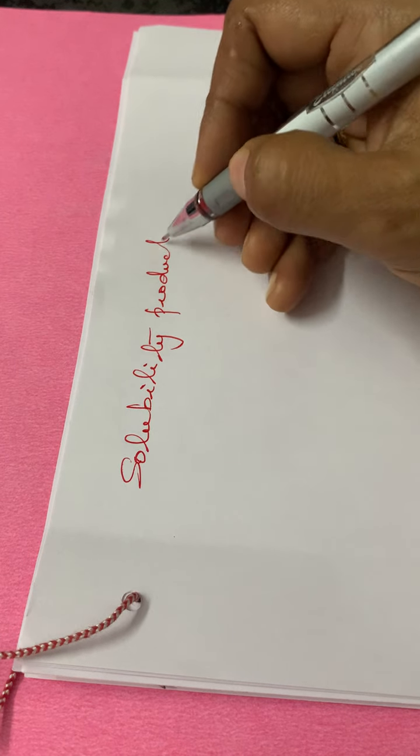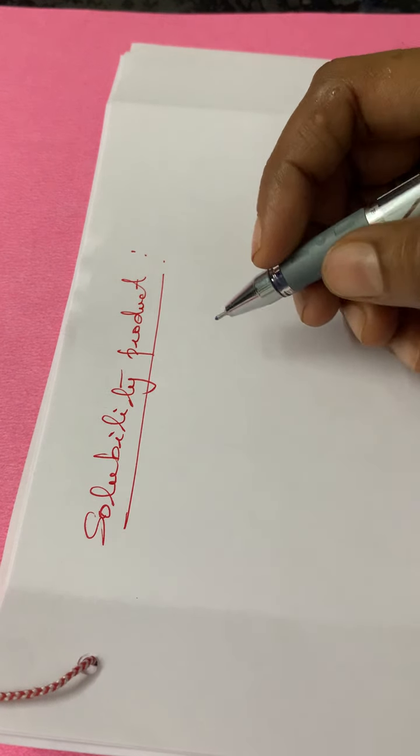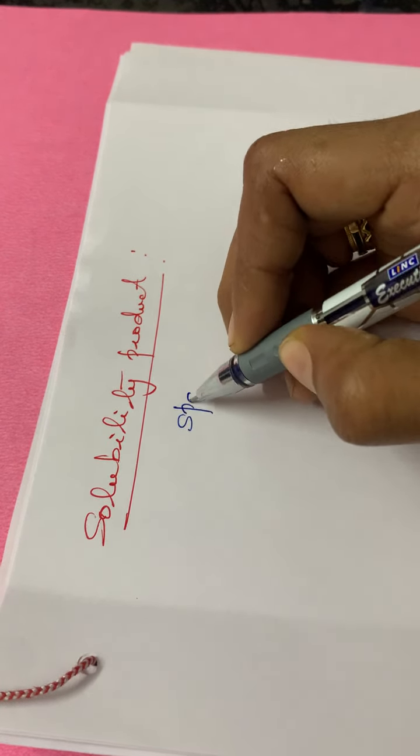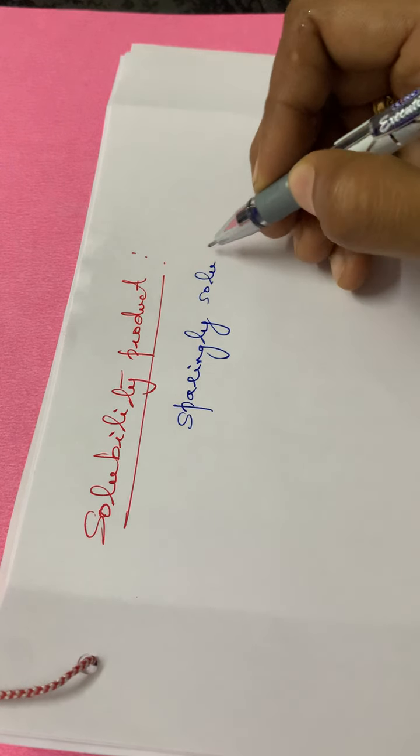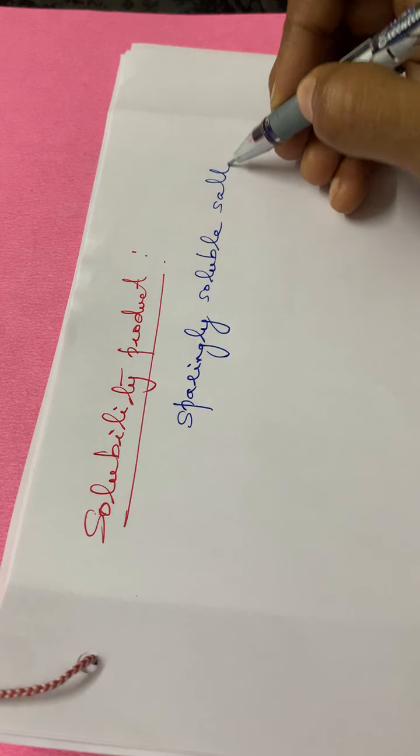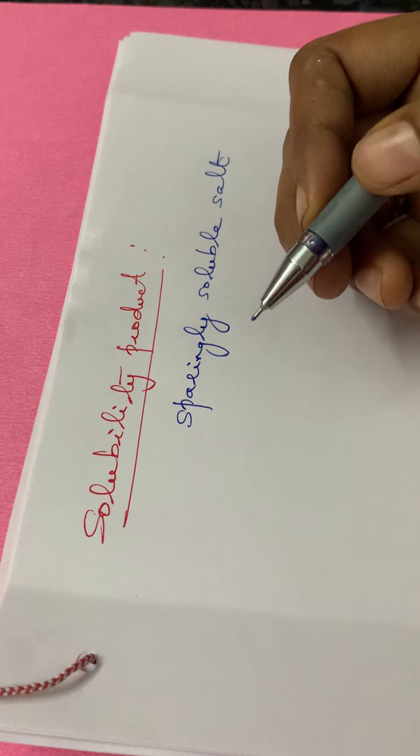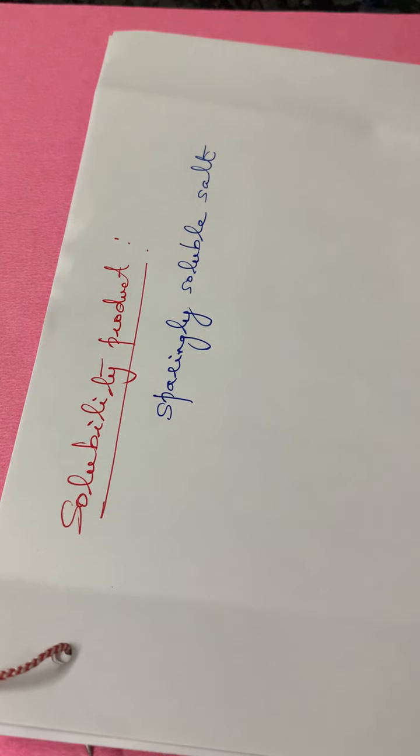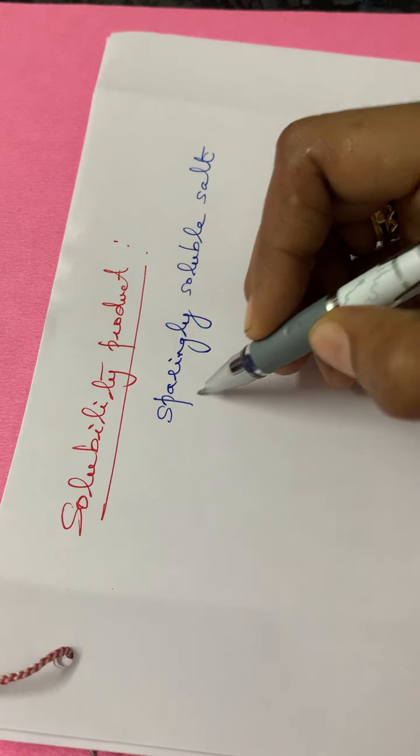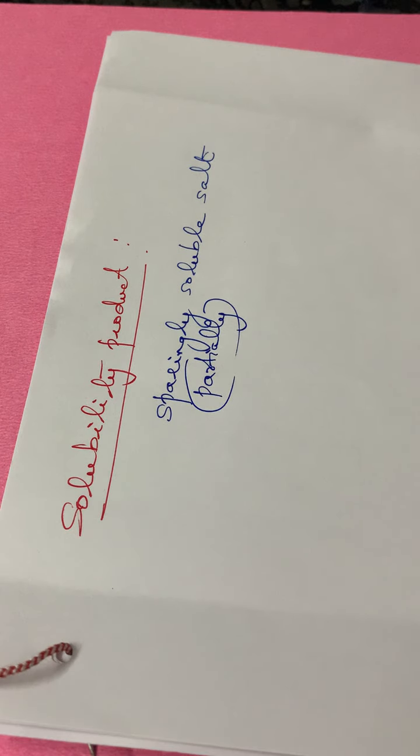Solubility product. See here, while considering the solubility product, you have to consider the case of a sparingly soluble salt. A sparingly soluble salt means it is a partially soluble salt. Normally we are using the solvent as water, isn't it? Water is the universal solvent. So here we are using a sparingly soluble salt or a partially soluble salt. It will not be completely soluble in water.